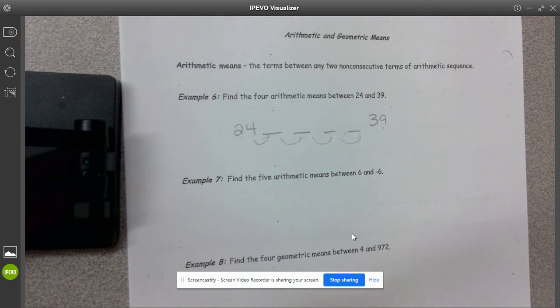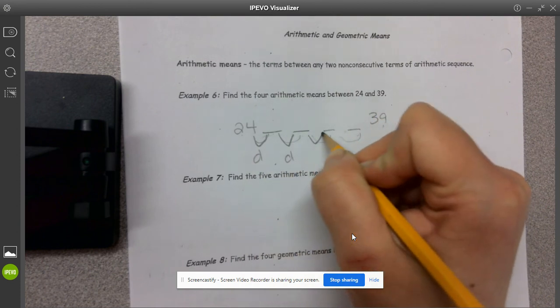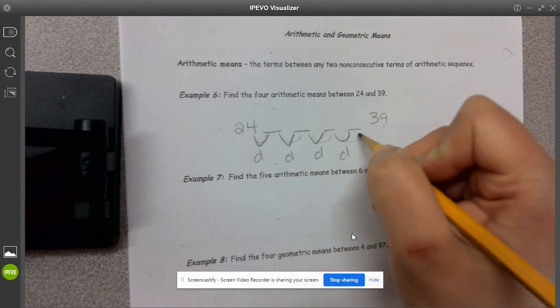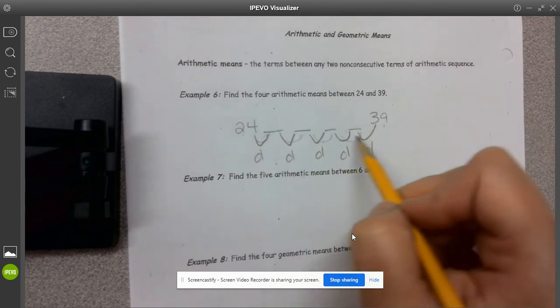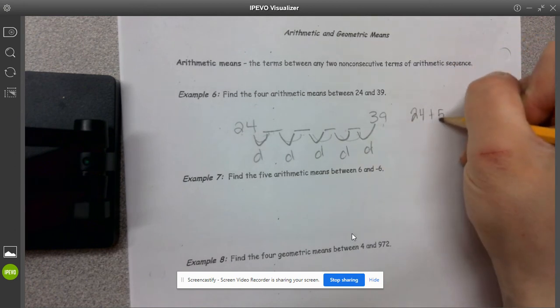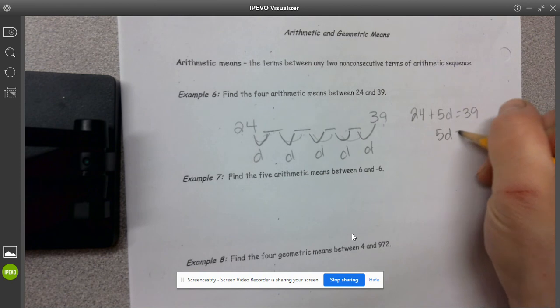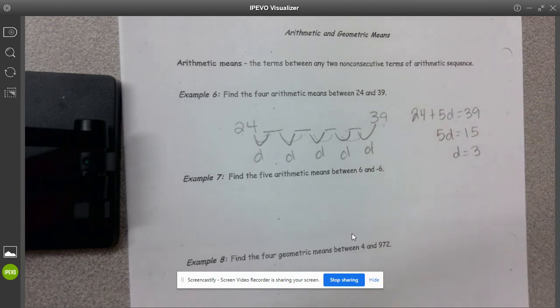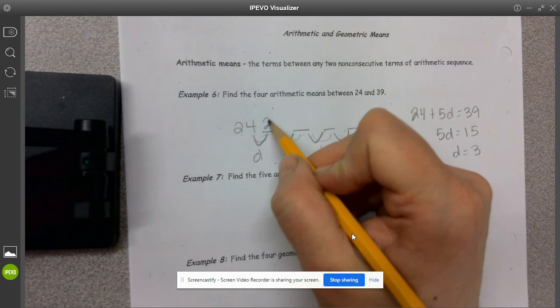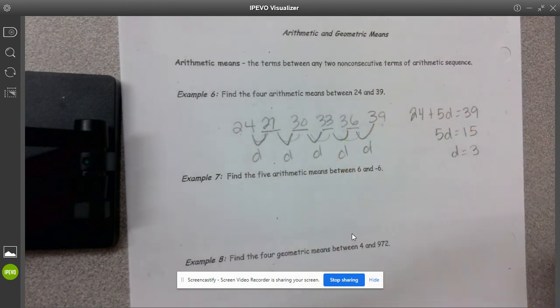If you can't, well, let's think about this. We know that we're going to add a common difference every time. So how many common differences do we have if we have 4 spaces? We have 5. So I'm going to add 5 common differences to 39. If I solve for that, I get a common difference of 3. So the numbers would be 27, 30, 33, 36. Try the next one on your own.